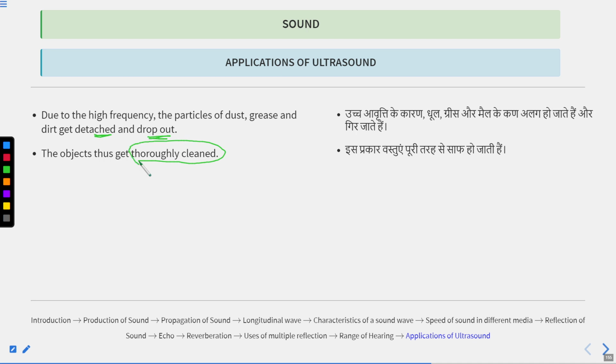So this is the first application of ultrasound. It is used for cleaning purposes, and how we use it is, we put the object which we want to clean in a cleaning solution, and inside this solution we pass ultrasound frequencies. All the dust particles which are present on the surface of the object get detached due to ultrasound waves, and that object gets cleaned thoroughly.